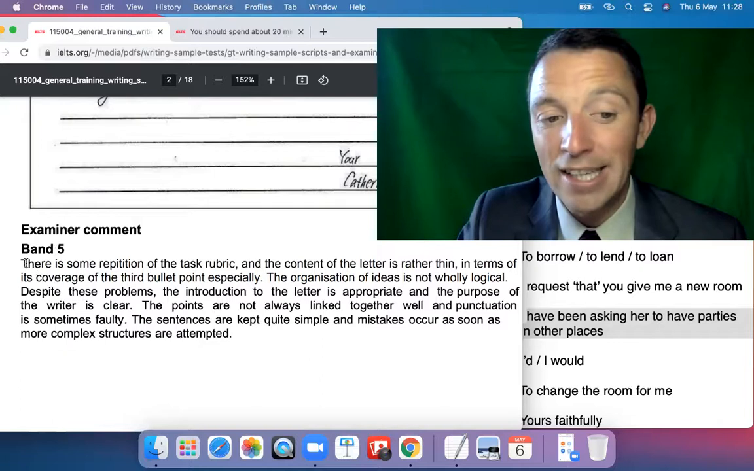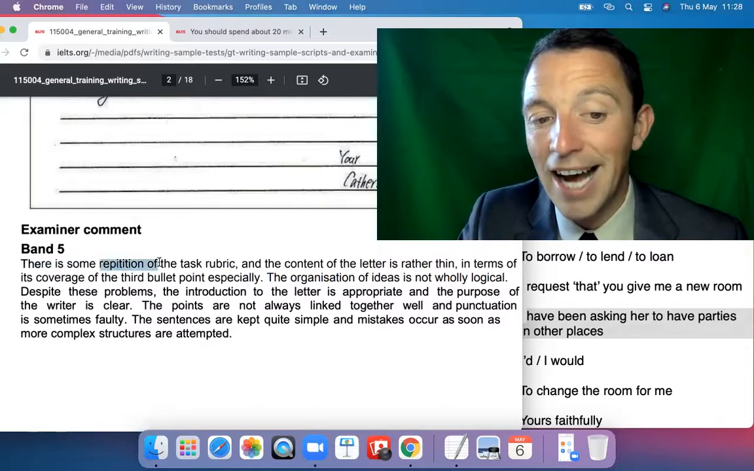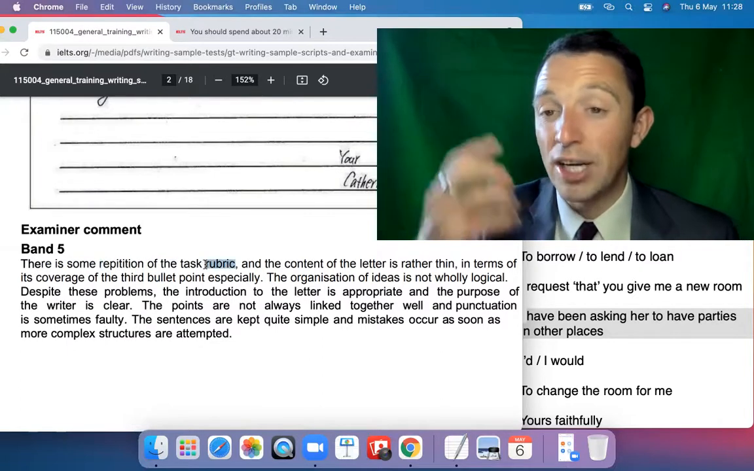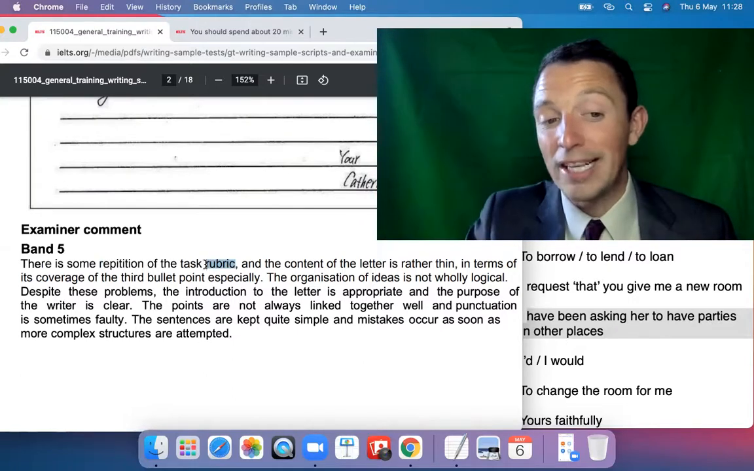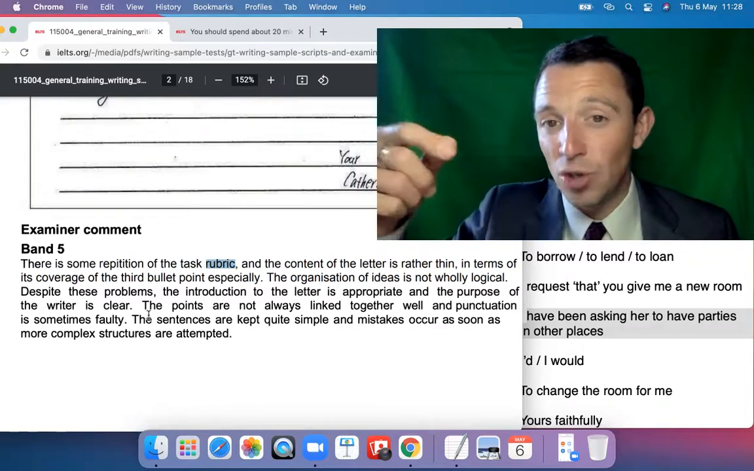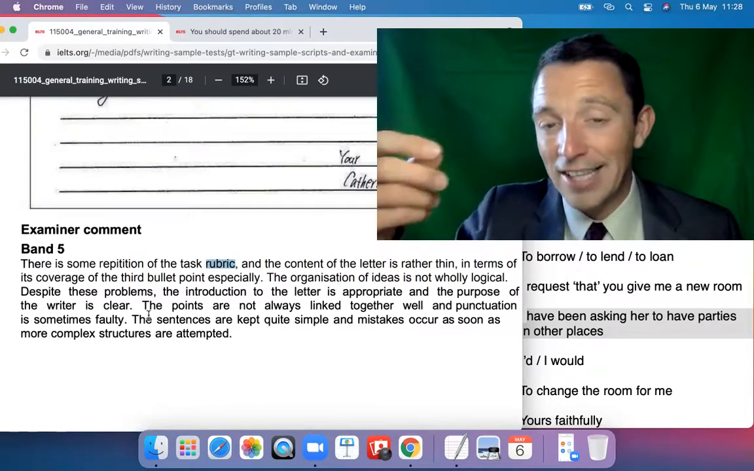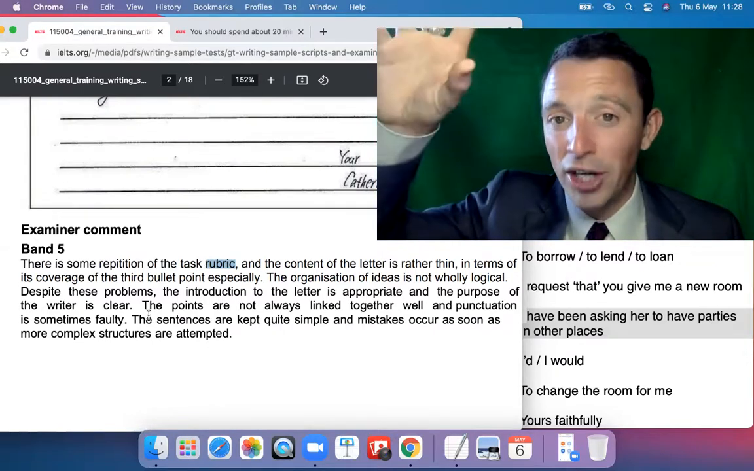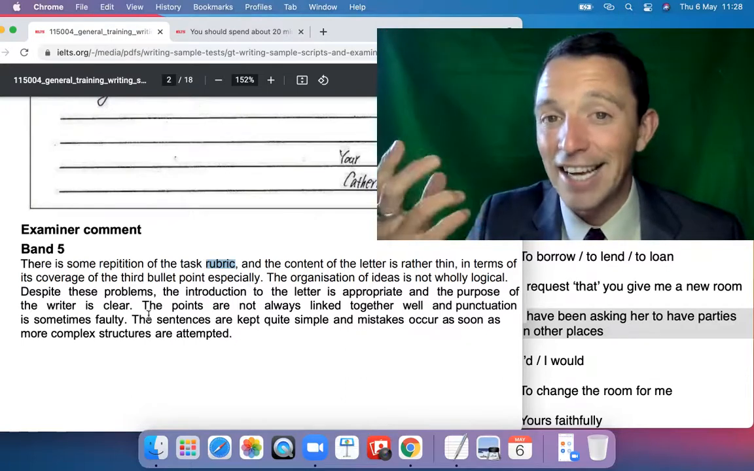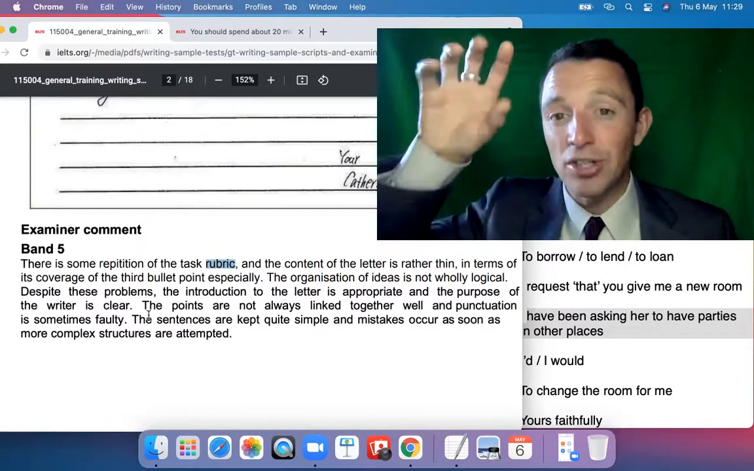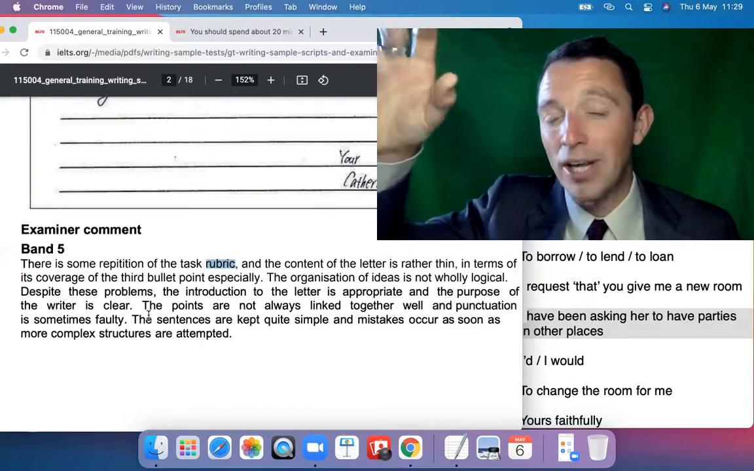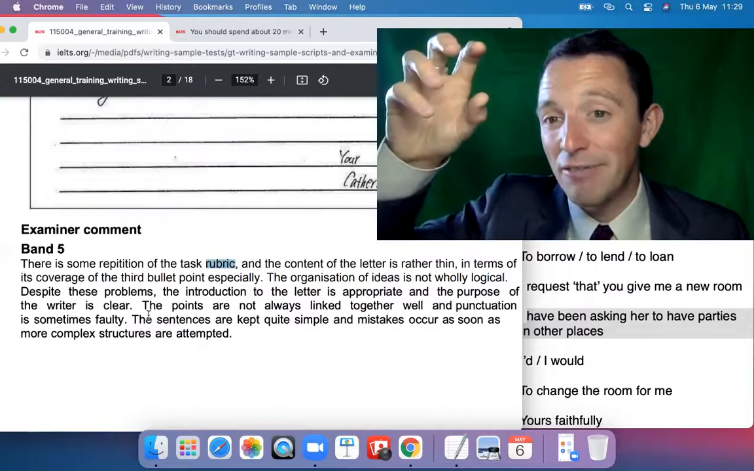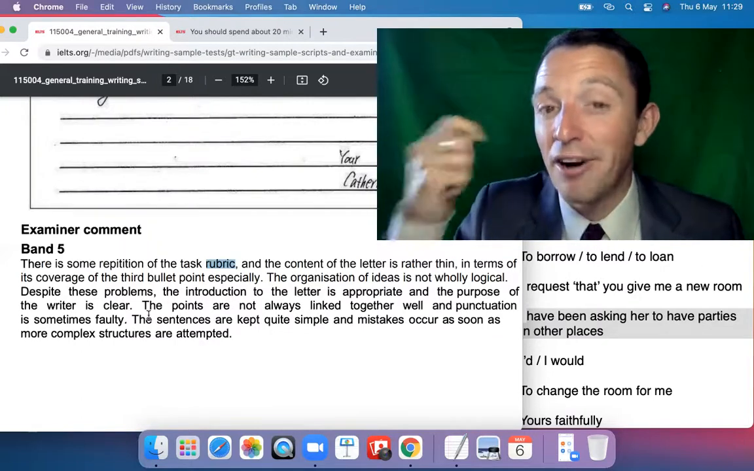So the comment is there is some repetition of the task rubric. So that's a very strange word. And basically the rubric is like the detail of the question. So I think the comment is that the student wrote in the answer a lot of the vocabulary from the question. And this is probably a classic error. You should mention the question, but you should select synonyms and you should choose other vocabulary that is different from the vocabulary specifically in the question. So that's a very, very important part.